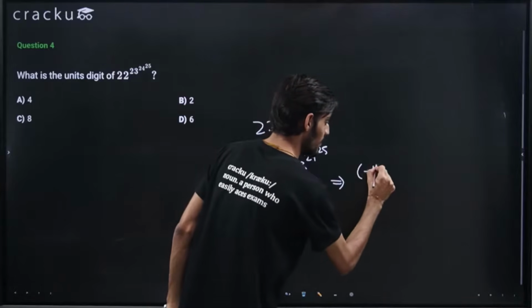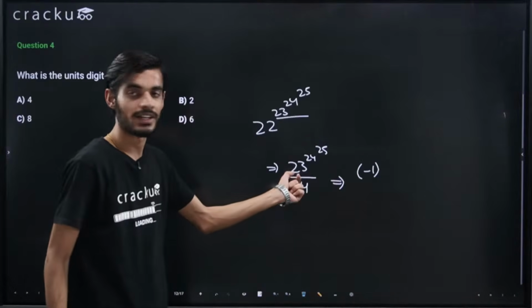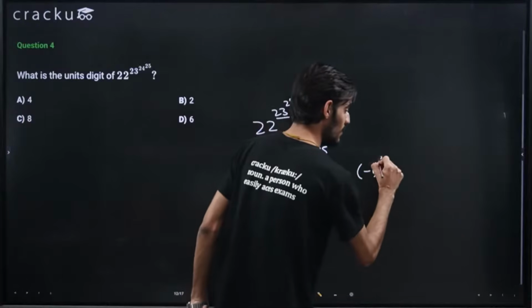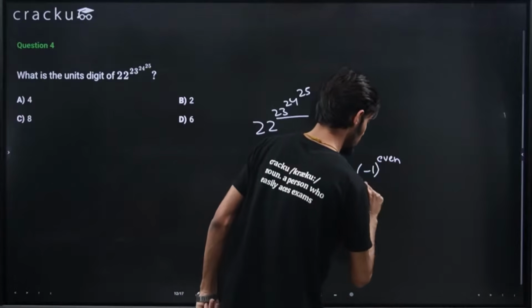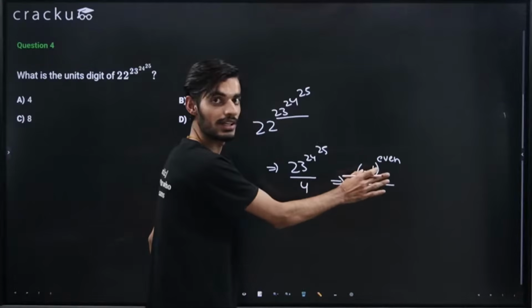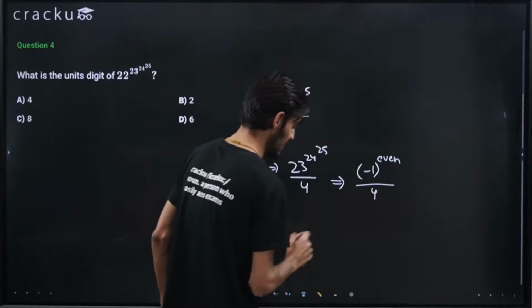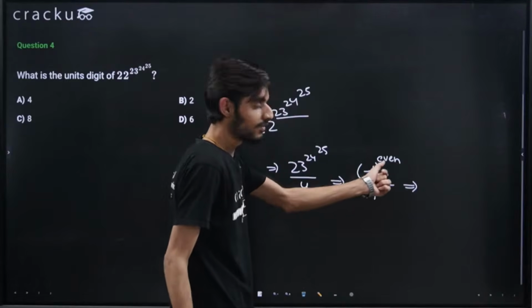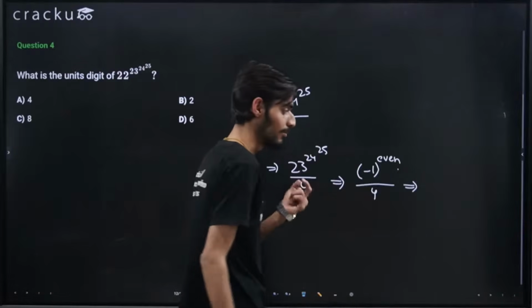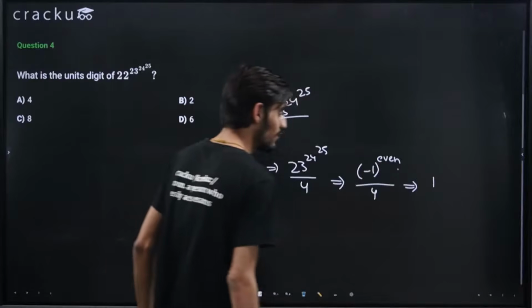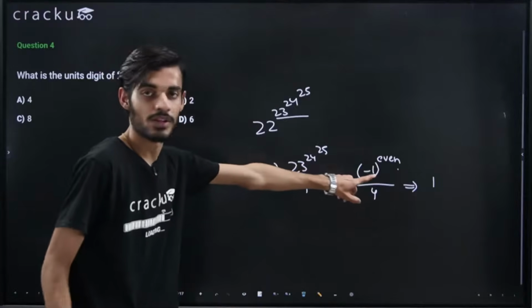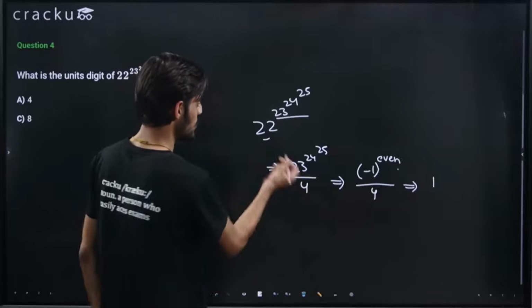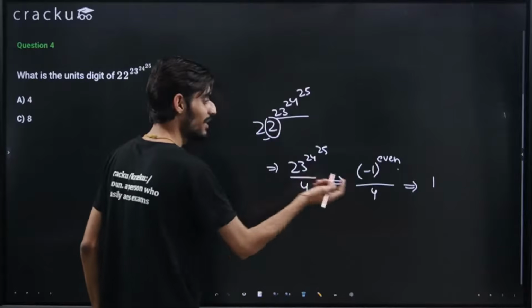For example, we can write the remainder as -1 raised to some even power. The calculation will not be that heavy if you take the negative remainder raised to power 4, divided by 4. This will come out to be, because -1 raised to even power will give me a positive remainder, that is 1. So I just need to check the 1 power of this number. Of course 2 raised to power 1 will give me 2.